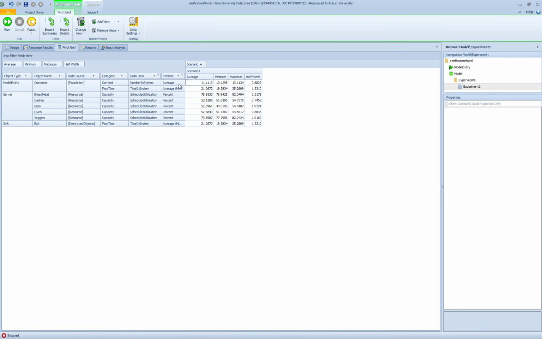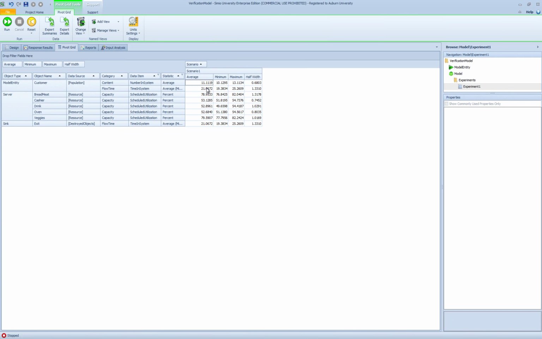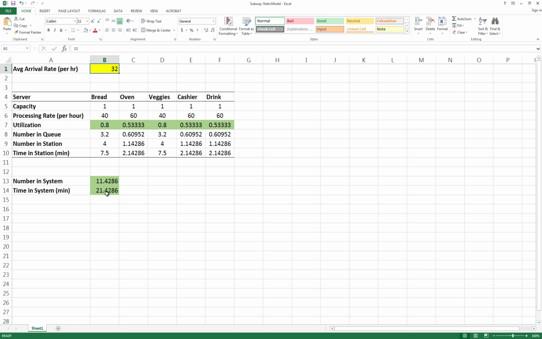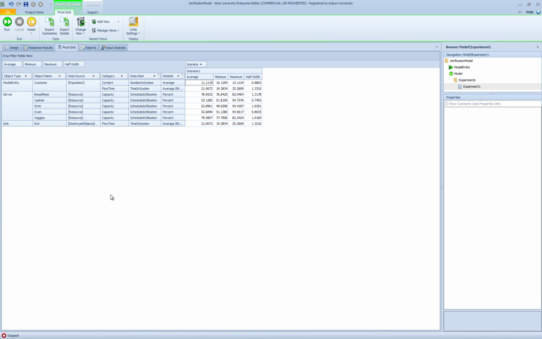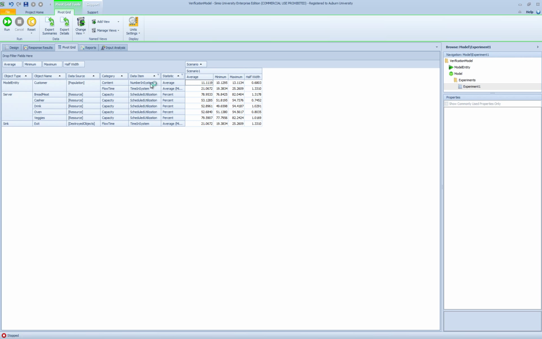As you can see from my number in system, I'm getting 11.11, while I expect to see 11.42. And for the time in system, I'm getting 21.06, while I'm expecting to see a little higher value of 21.42. So it seems that our values from the simulation model, although our scheduled utilizations seem to be close to our expectations, our time in system and number in system seem to be lower than what we expect them to be.